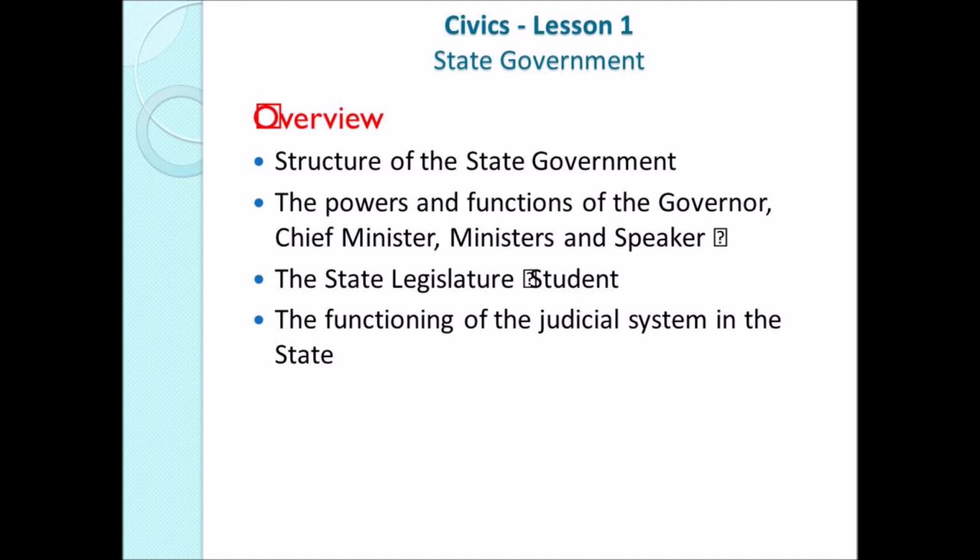Civics lesson 1, state government. In this lesson, we have studied about the structure of the state government. It includes 3 main divisions. They are the executive, legislature and judiciary. We also studied about the powers and functions of the governor, chief minister, ministers and speaker.